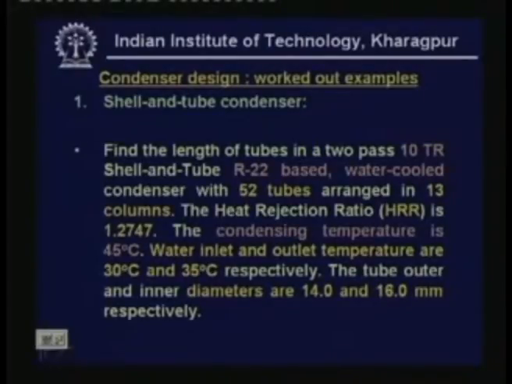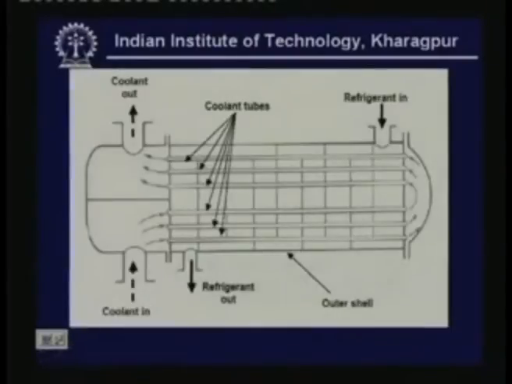So, the problem must be clear to you. It is an R22 based water cooled condenser. It has 52 tubes and 13 columns. 52 tubes are arranged in 13 columns, and the other data is as per the problem. So, now let us look at how to solve the problem.